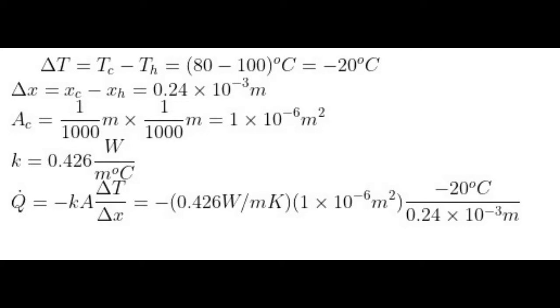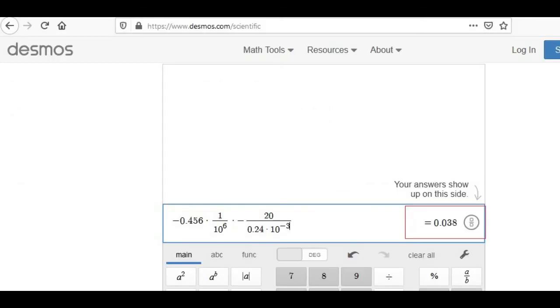With this information I wrote the equation to calculate the rate of conduction heat transfer in terms of temperature difference, with a negative sign on the right-hand side to satisfy the second law of thermodynamics. I used the Desmos scientific calculator, an online calculator, and placed all the information in the input field to calculate the rate of heat transfer. The calculator gives us 0.038 watt for a heat transfer area of 1 mm height and 1 mm width.